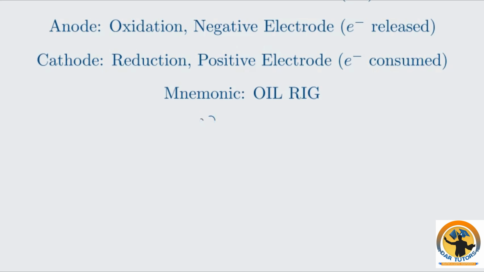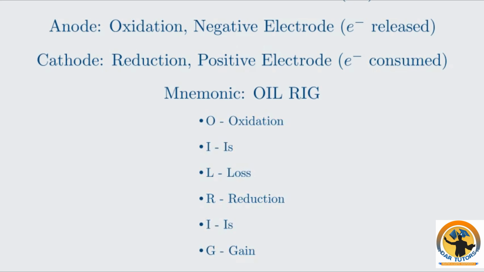A useful mnemonic is OIL RIG. This stands for oxidation is loss, reduction is gain. It reminds us that oxidation is the loss of electrons and reduction is the gain of electrons. Remember this rule: reduction always occurs at the cathode and oxidation always occurs at the anode.